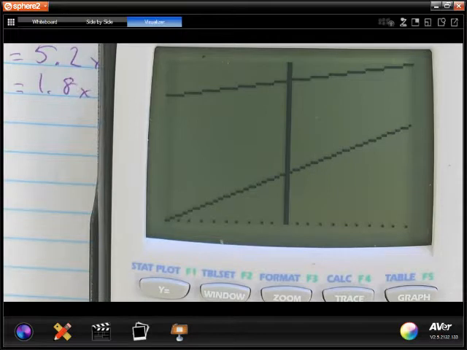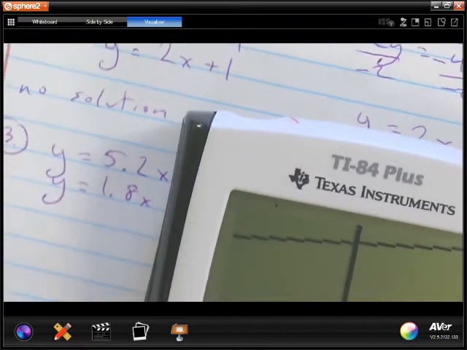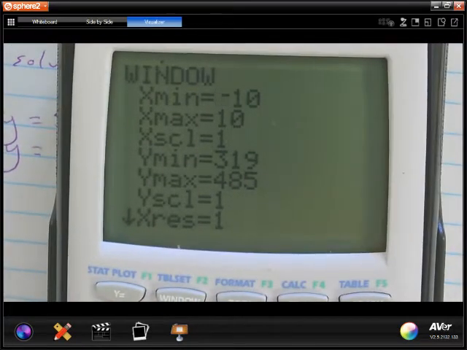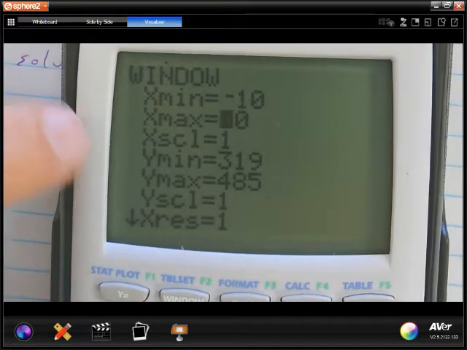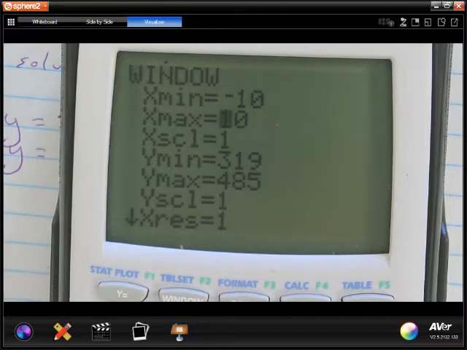So where we can make manual adjustments is the window button. If you hit window, then that tells you, all right, this is where x starts and this is where x ends. Right now, x is starting at negative 10 and it's going to 10. Right now, y is starting at 319 and it's going to 485. So we need to make the x max, how far to the right it goes, bigger. So it's kind of a guess and check thing. Let's try 60, and then our y max needs to be bigger than 485. So I don't know. How about 600? So we're basically making our graph paper bigger.